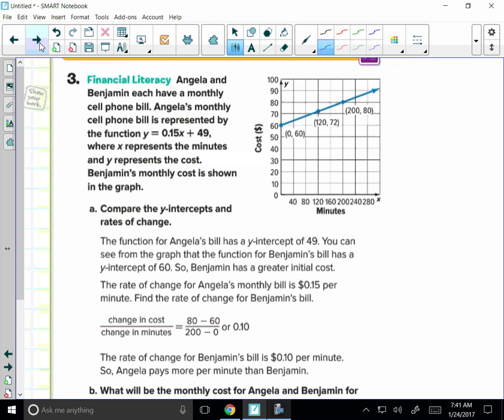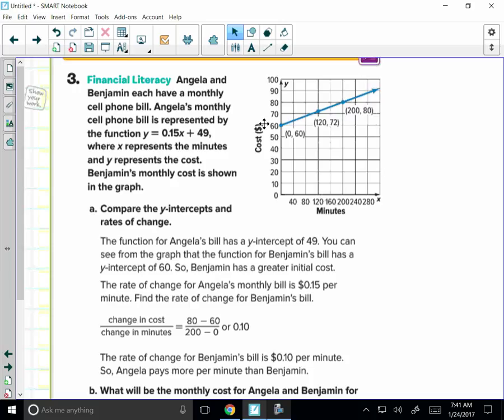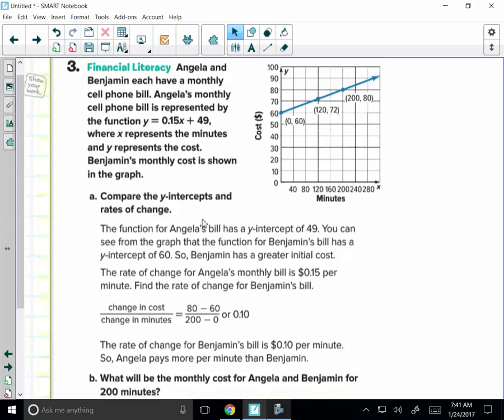All right, let's kind of read through this one. You can always go back and read it. So it says, Angela and Benjamin each have a monthly cell phone bill. Angela's monthly cell phone bill is represented by the function y equals 0.15x plus 49, where x represents the minutes and y represents the cost. Benjamin's monthly cost is shown in the graph. So we want to compare y-intercepts and rate of change. So if you look at Angela's bill, which is this equation right here, the y-intercept is 49. And from the graph right here, you can see Benjamin's y-intercept is 60.